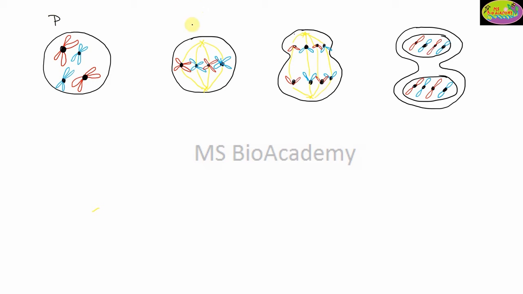So this is your prophase, this is your metaphase where the chromosomes are aligned at the metaphase plate, then the anaphase where the sister chromatids will separate, and this is your telophase, where final cell division will take place. And this is further followed by the cytokinesis, where the complete cell division takes place and the two daughter cells will be formed.